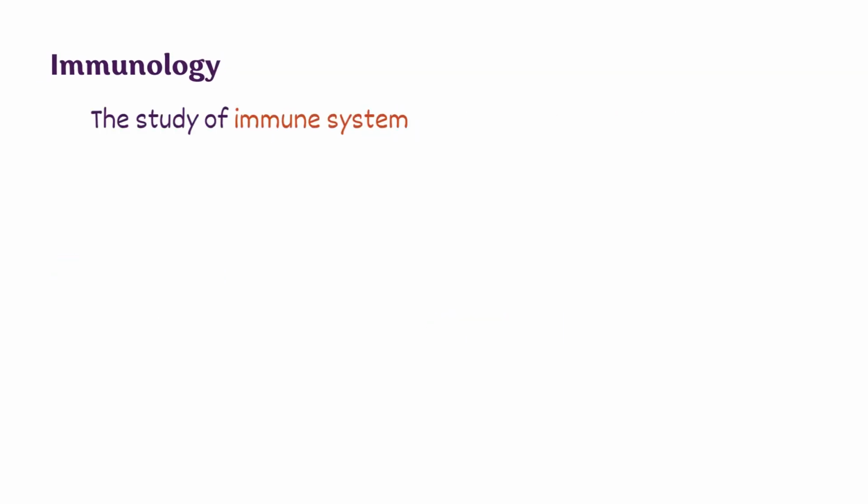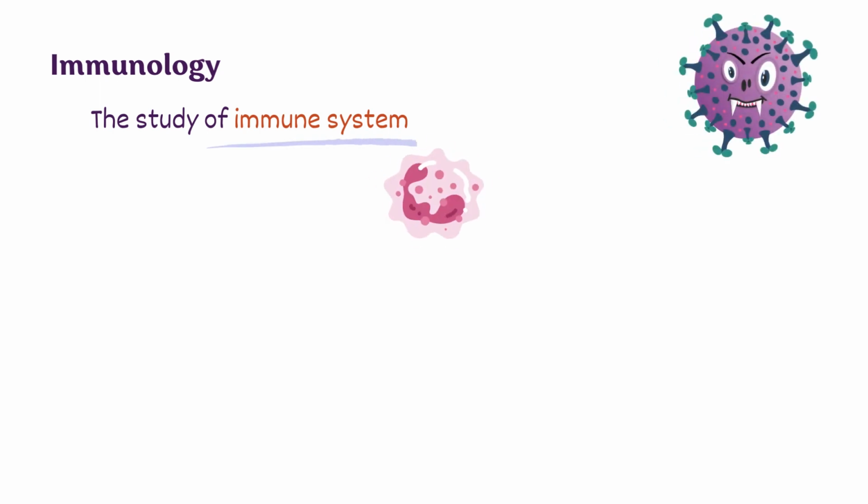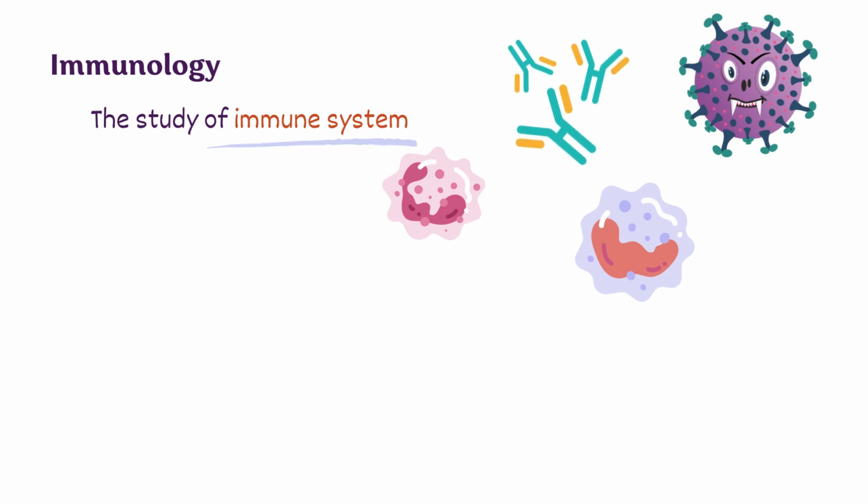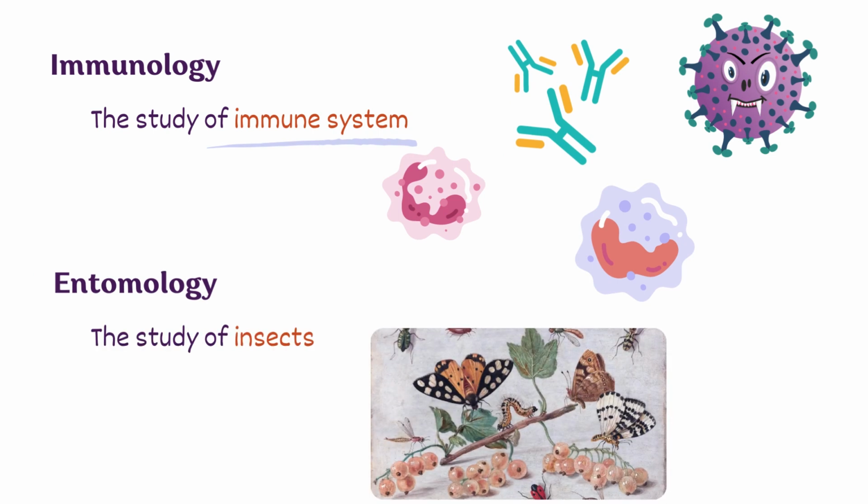Immunology is the study of our body's incredible defense system, the immune system. These cells work tirelessly to keep us healthy, fighting off harmful invaders like bacteria and viruses. Entomology is all about insects, such as ants and bees. So the study of these insects is known as entomology.